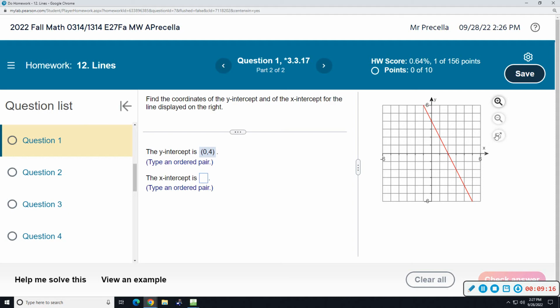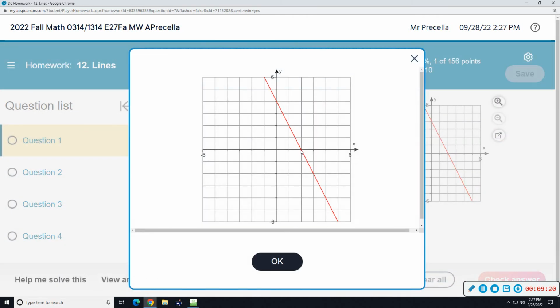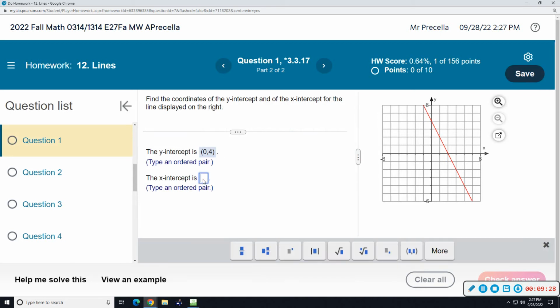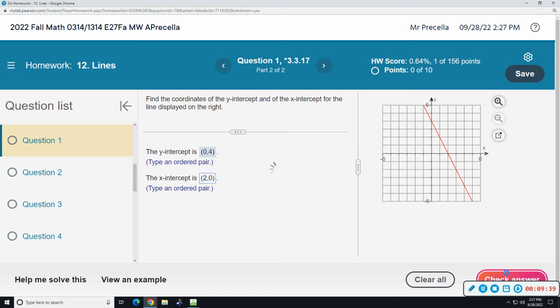Now what about the X-intercept? What's that ordered pair right there? 2, 0. Problem 1 doesn't really have any scribble work to do. You know what I mean? Some problems, you've got to write it out and scribble, scribble, scribble to get the answer. Not here.